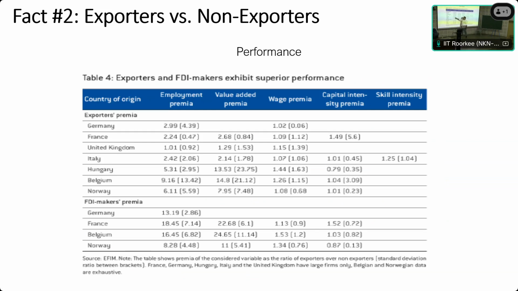But Belgium is the highest. You can see Belgium and Hungary have the highest. Germany, France, Italy are very similar. But Belgium is kind of an outlier in this case. The standard deviation is also very big. The variability is very big in this case.